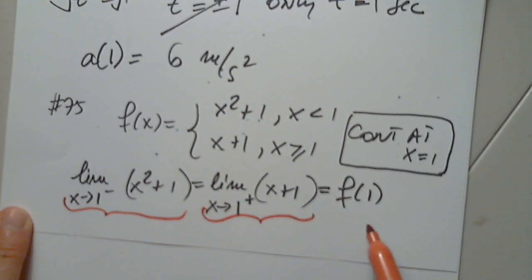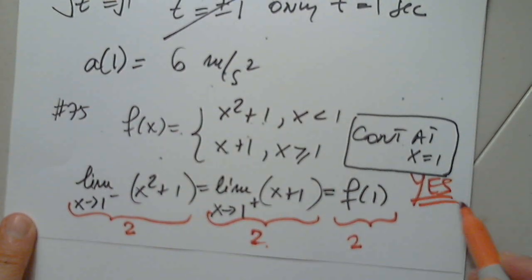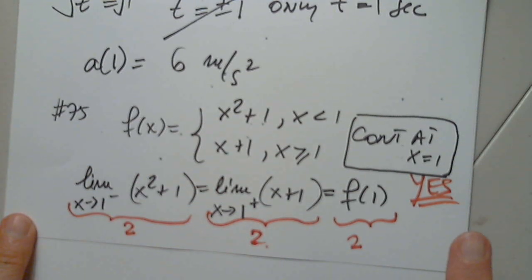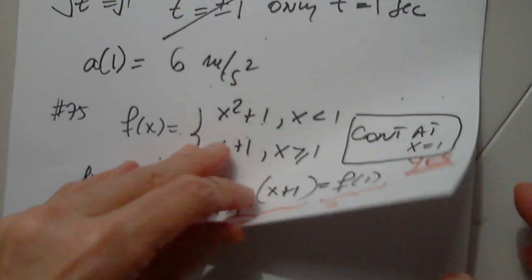And this limit, and this function value. 2. Yes, of course. And 2, and 2. Yes, so it's continuous, but that doesn't mean that it's differentiable, because it may be a cusp, a corner, who knows? So now let's differentiate this.